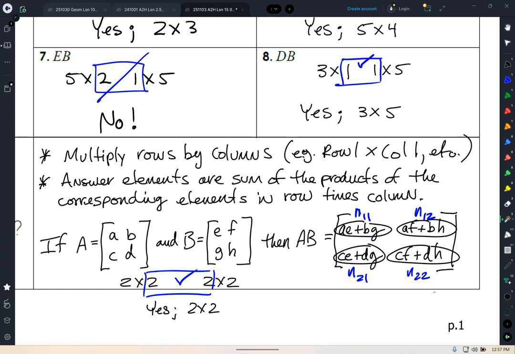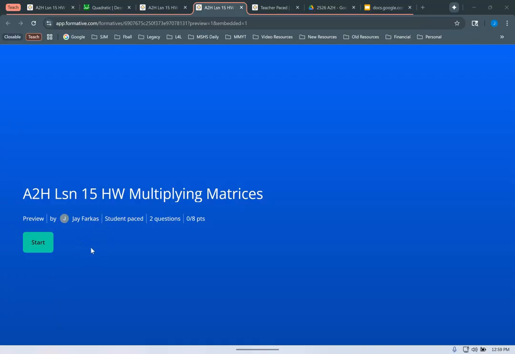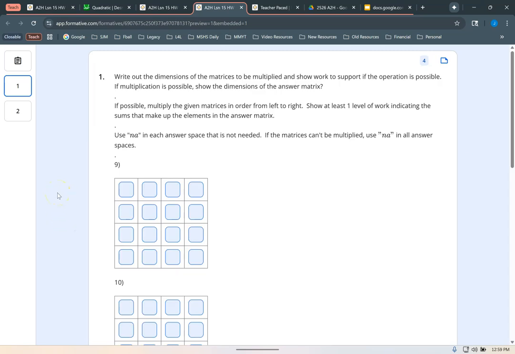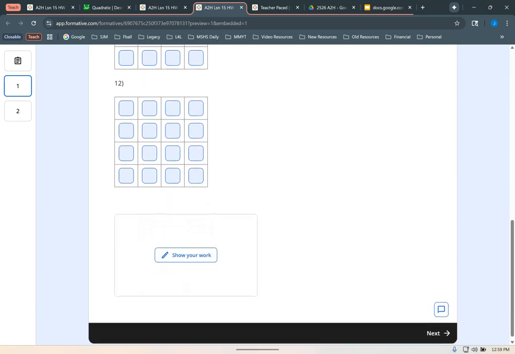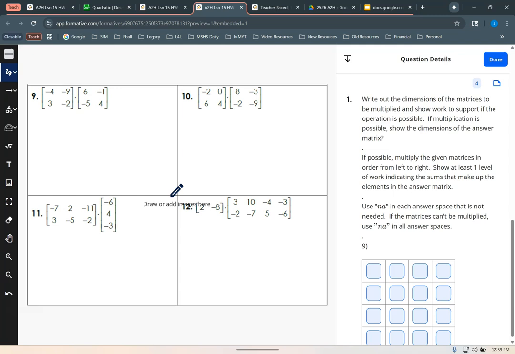Okay, we got about 6 minutes, and I want to do at least one of these with you, and it's on Formative. So grab out your iPads, go to the Formative main page, and let's start multiplying matrices. You should be looking at lesson 15 homework. The first set of questions is going to be in the show your work section. So let's go to the show your work section.